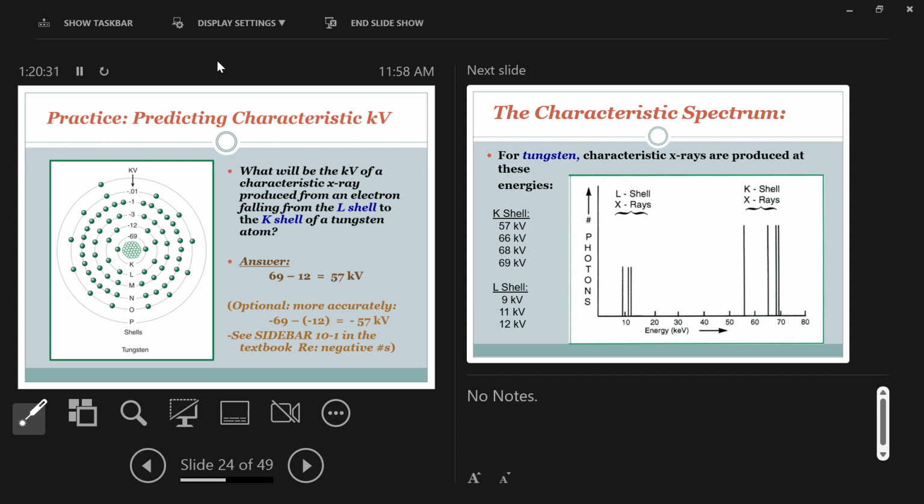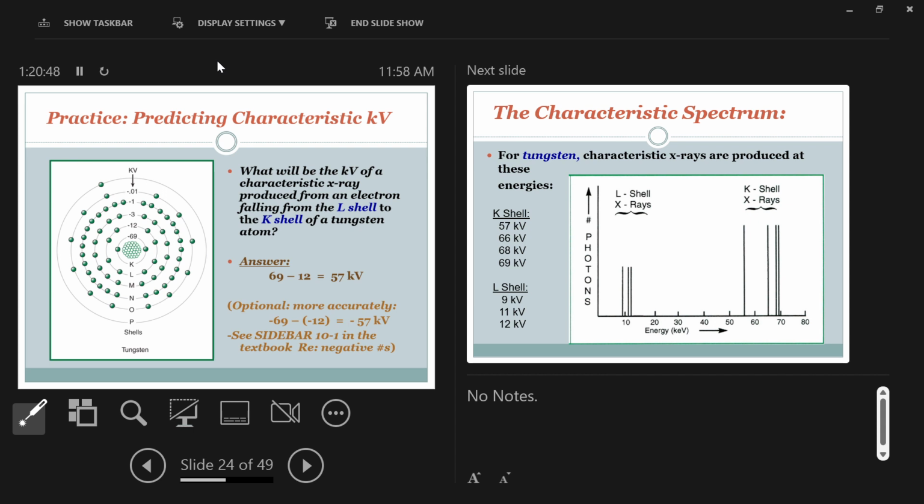Electron falls to here. It has more energy here. This number is closer to 0 than this number is. This falls to here. The difference is 57 kV. The X-ray photon produced will have exactly 57 kV worth of energy.